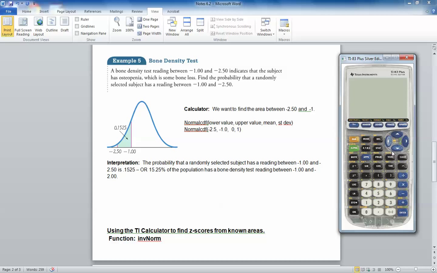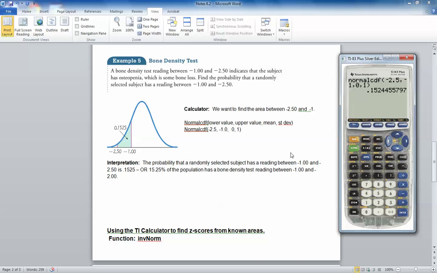Let me clear. All right, so we go second, variables to get to the distributions, option 2. We're going to type in the lower number, even though it's listed from -1 to -2.5. When we draw the diagram, we see that -2.5 is the smaller value. So -2.5, comma, -1. That's our interval that we want to find the area. Mean of 0, standard deviation of 1. And we end up with a probability of 0.1524.